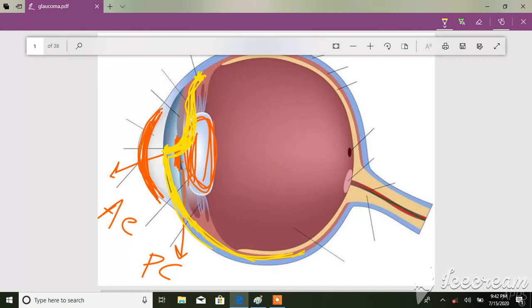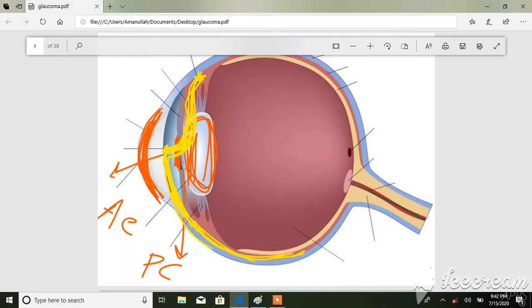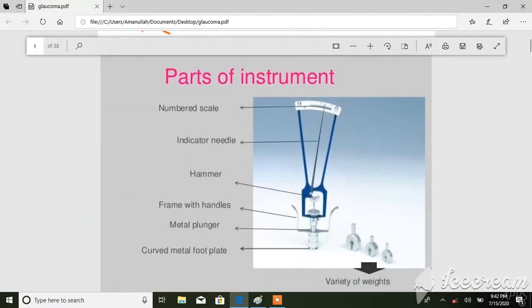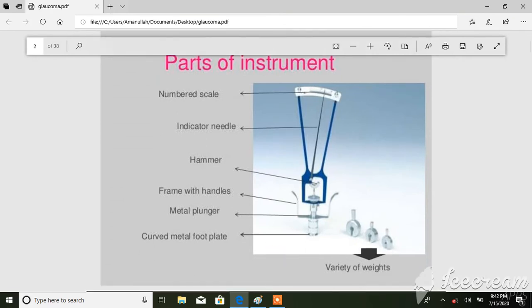Now coming to the instruments used to diagnose glaucoma: the tonometer. This one is the tonometer. The use of the tonometer is known as tonometry. We detect intraocular pressure with this instrument. This is the tonometer. This is the structure of the tonometer.